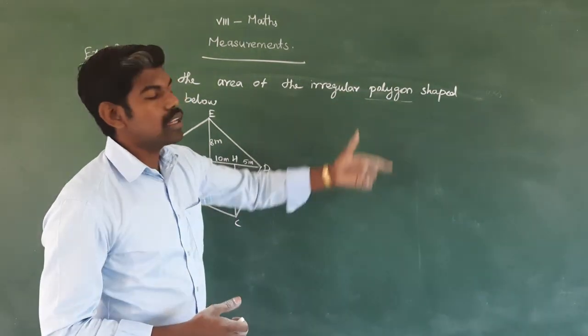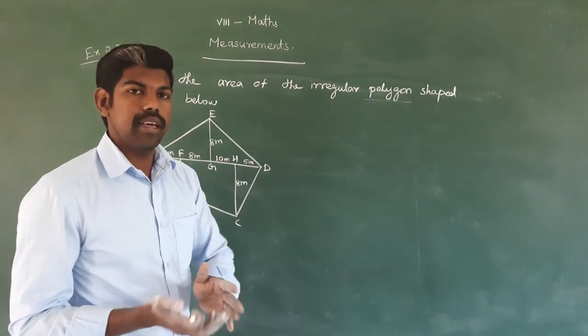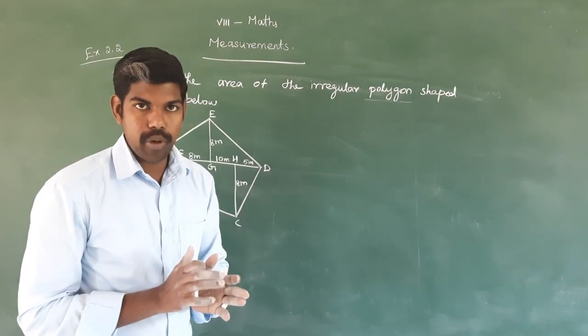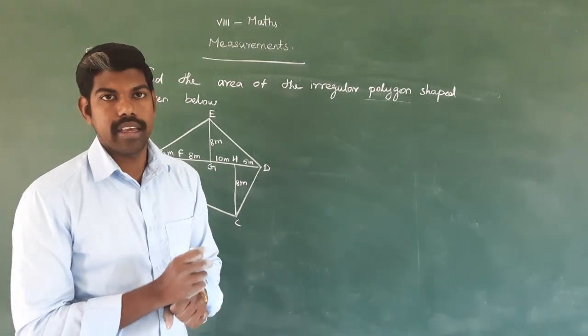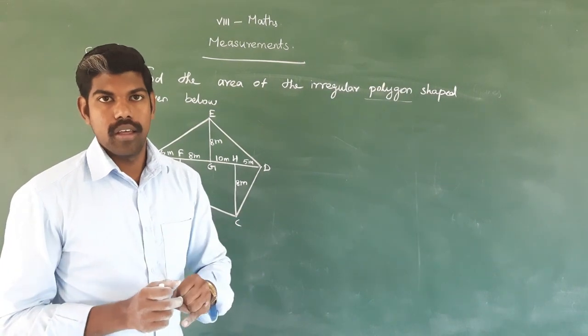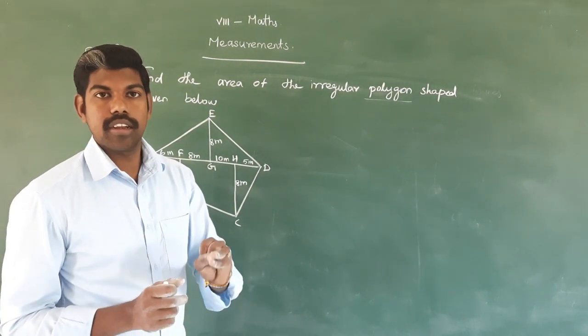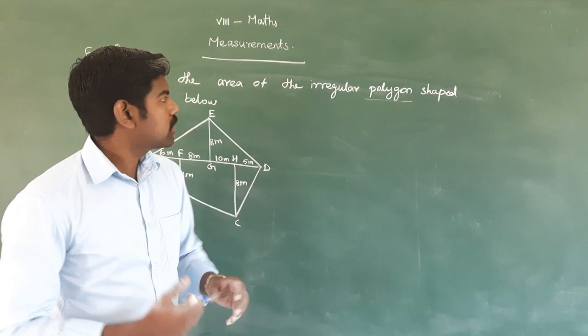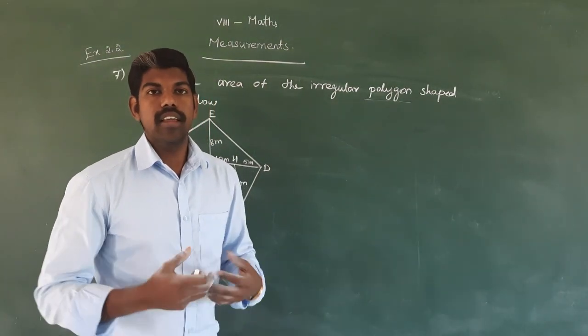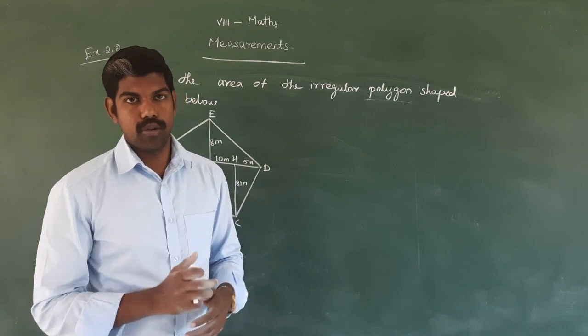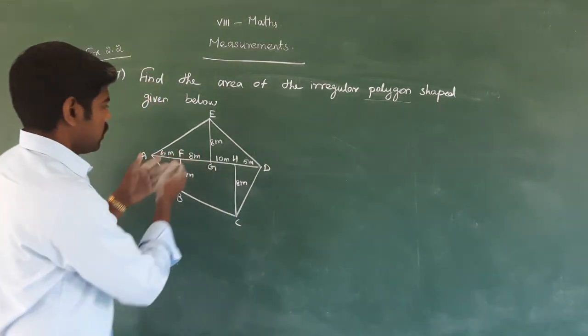So, irregular polygon means, what is a regular polygon and what is an irregular polygon? A regular polygon is a polygon having all sides equal, for example, a square and an equilateral triangle. That's a regular polygon. An irregular polygon is a polygon having all the sides different, not equal. Okay, listen.